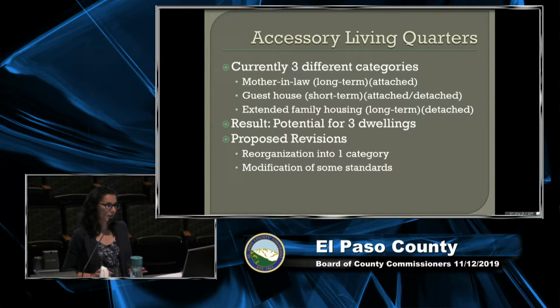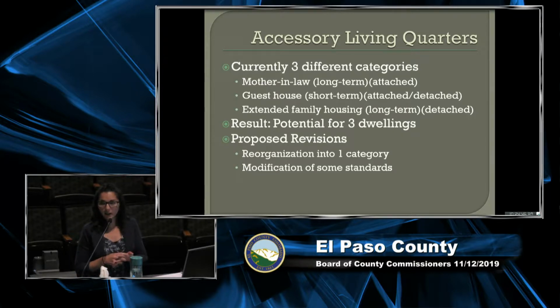And then lastly, we have extended family housing, which is detached from the home, and it's for families when there's some kind of a hardship. So similar to the case that you heard earlier today. What we have discovered is that there's the potential for 3 dwellings with the way that our code is laid out. And it actually could even be worse than that.